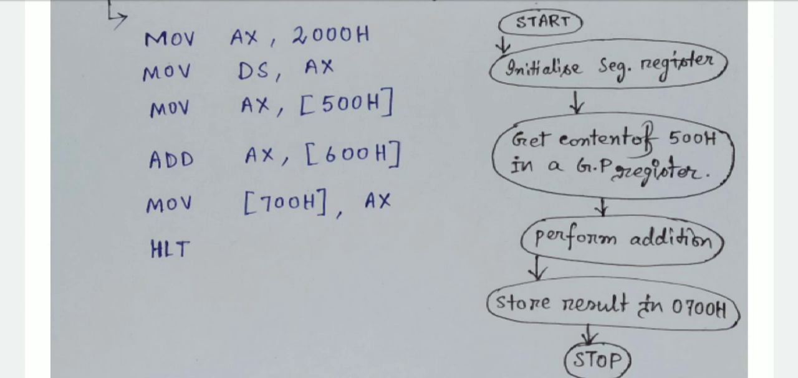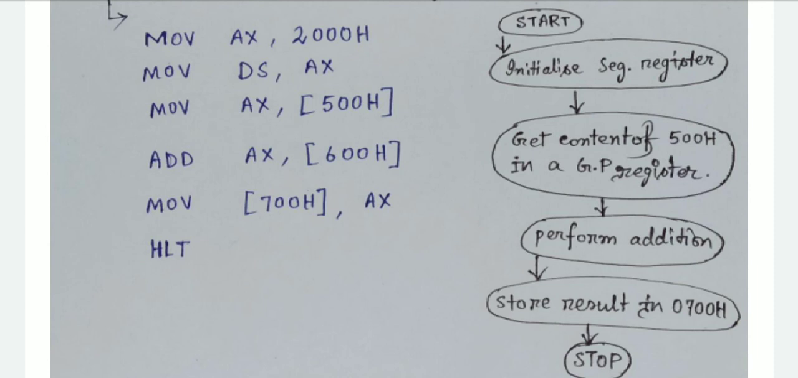That means we are storing the value from AX to the 700 hex location. The last instruction is HLT, the halt instruction. That means when we want to stop a program, we use this instruction. This is about the programming part.